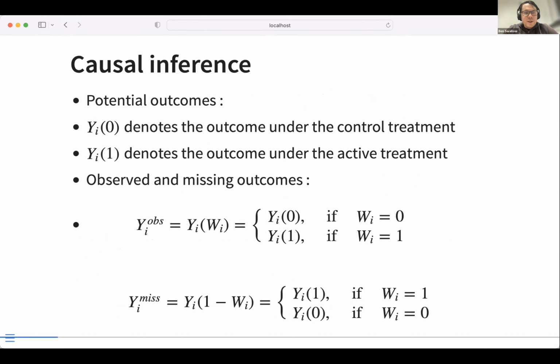The way we approach this is the potential outcomes framework. We denote the outcome of the experiment Y for experimental unit i, either based on a control treatment, which we denote Yi0, or based on an active treatment, which we denote Yi1. So we have this mechanism of potential outcomes where we observe only one of those. We observe either the control or the active treatment when Wi is 0 or 1 respectively. The missing observation is whichever one we didn't apply, so 1 minus Wi for the missing data.